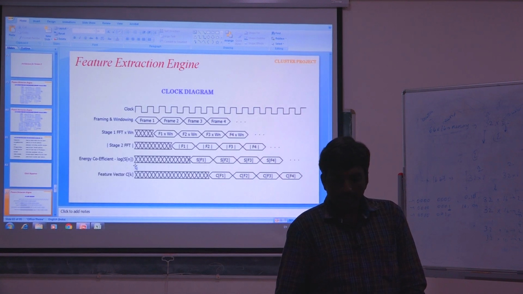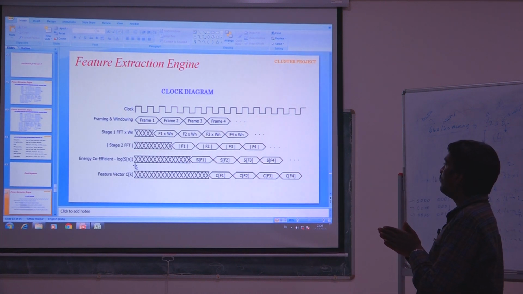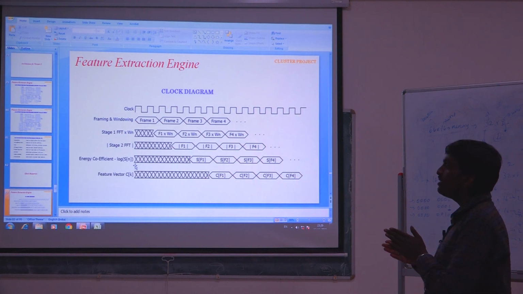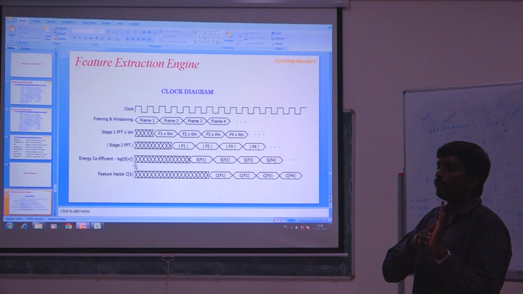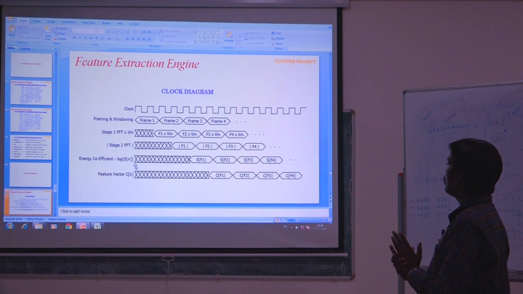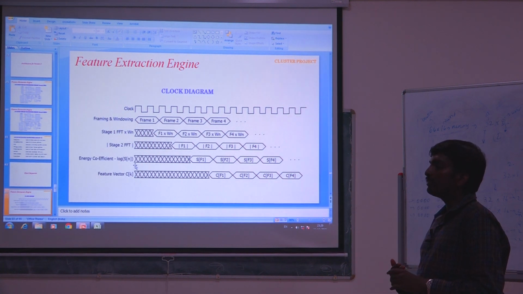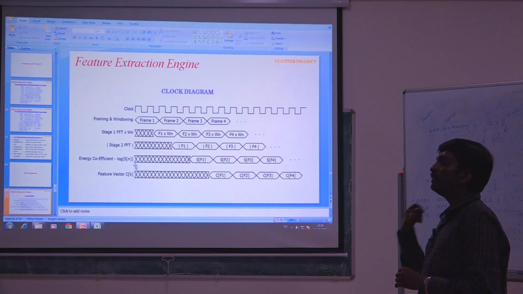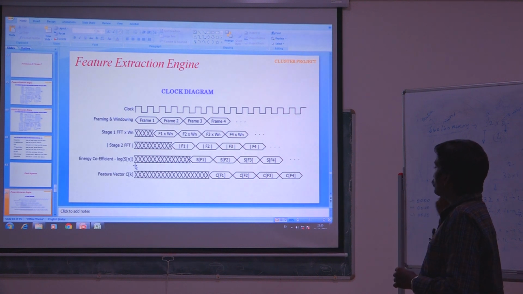Now the clock sequence. If you observe the framing and windowing, after the reset there are frame 1, frame 2, frame 3, that means only the non-overlapped frames are mentioned. Whatever the frame values are, they are mentioned separately. Frame 1 is 0 to 199, frame 2 is 80 to 199 and 0 to 40, and frame 3 is 160 to 199 and 0 to 160, and so on.